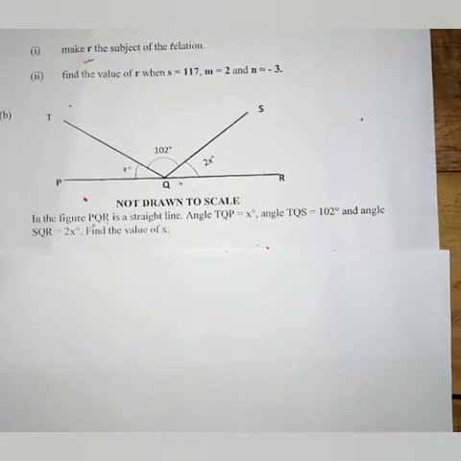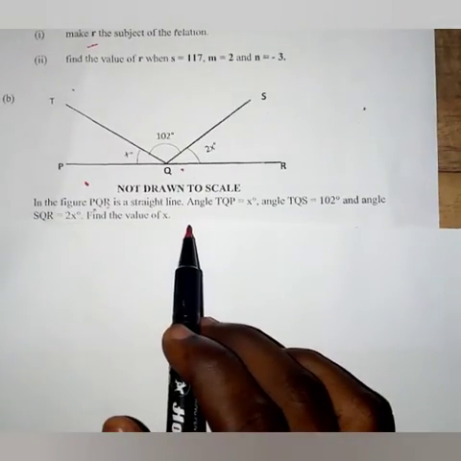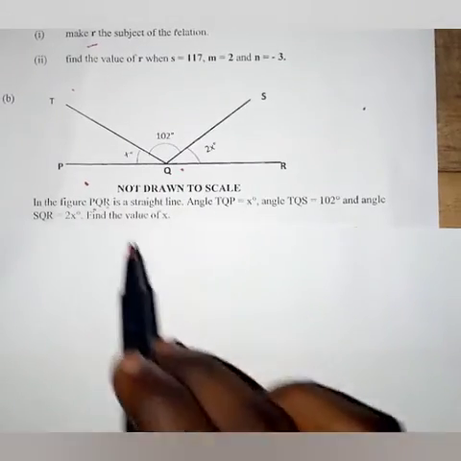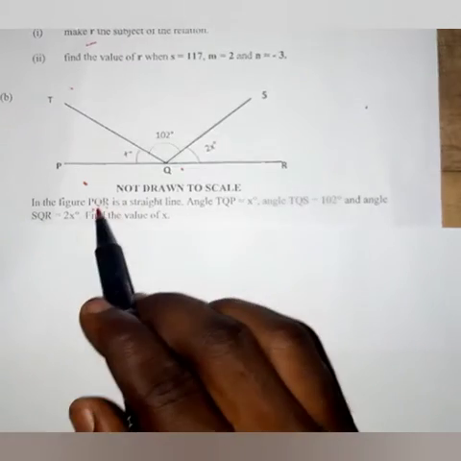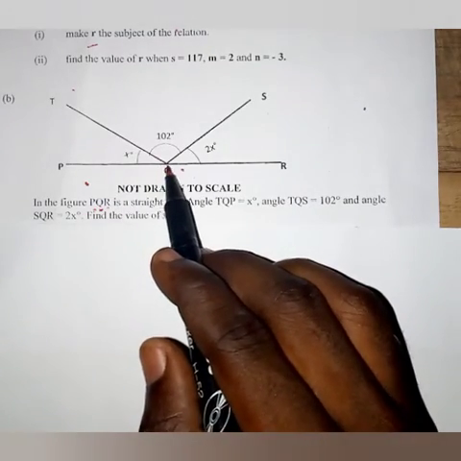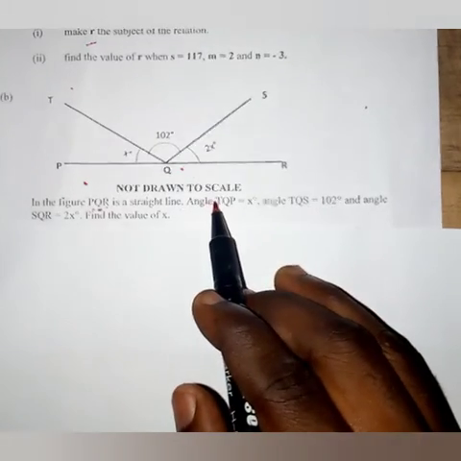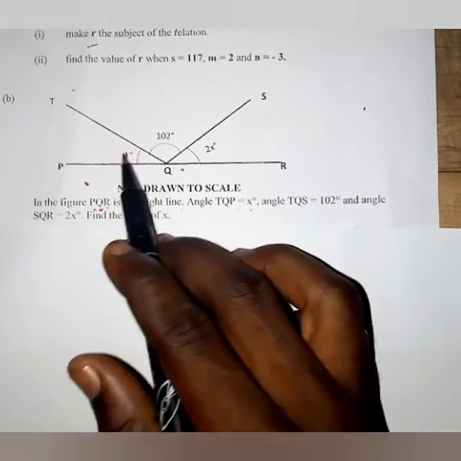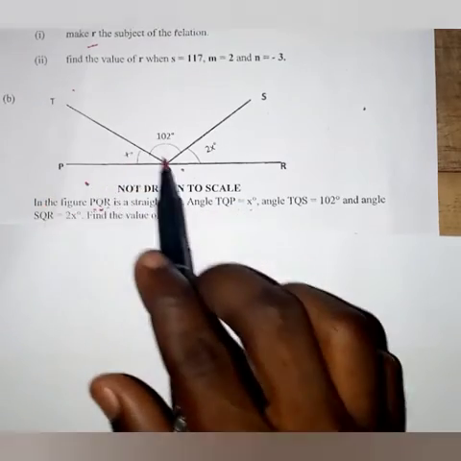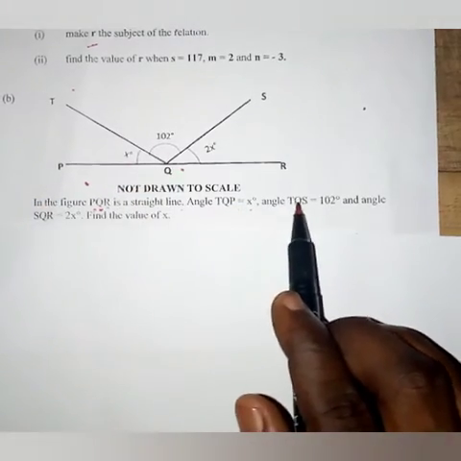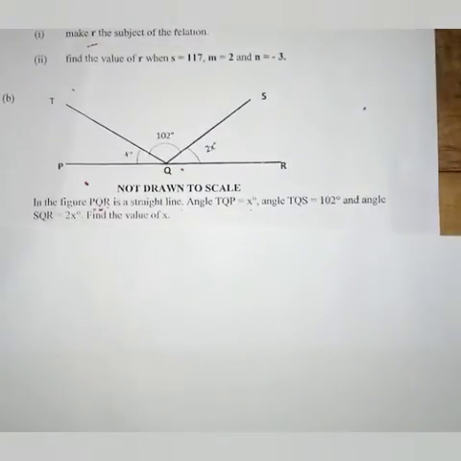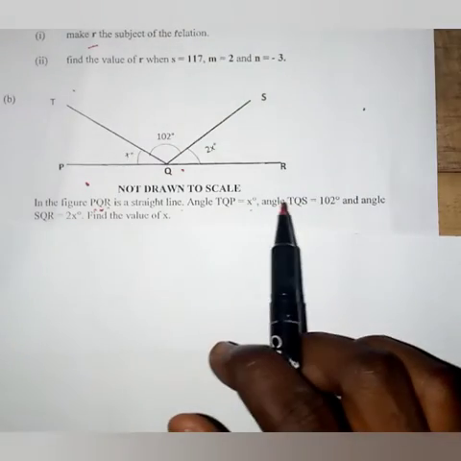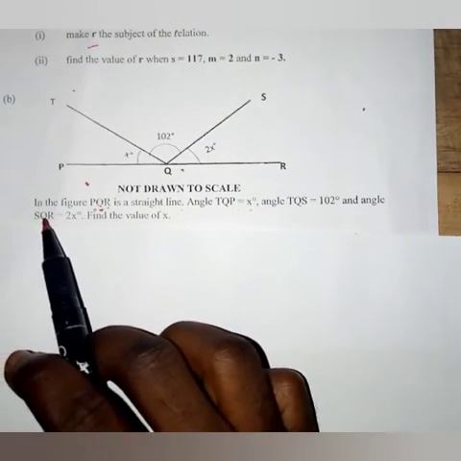And finally we have our last question. It's an angle question. Now we have this diagram here. It is not drawn to scale. Now in the figure, PQR is a straight line. Angle TQP is x, this angle, which is TQP. And we have TQS, so we have TQ and S is this angle. And we have SQR, so SQ and R is that.